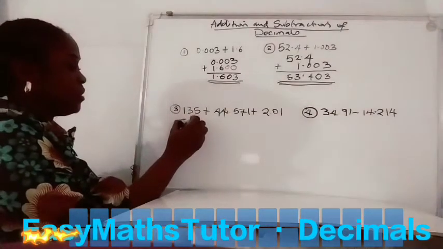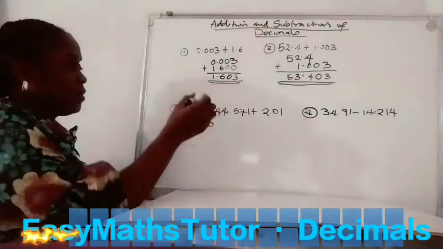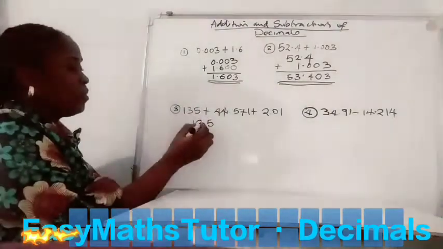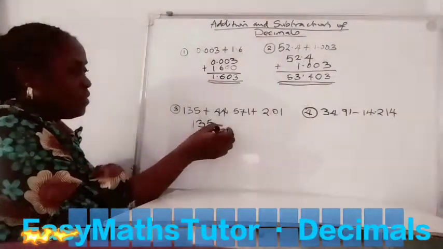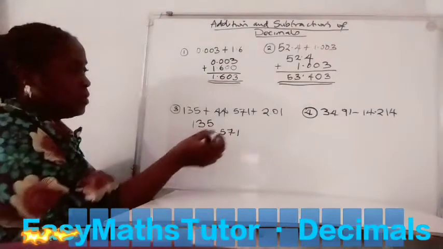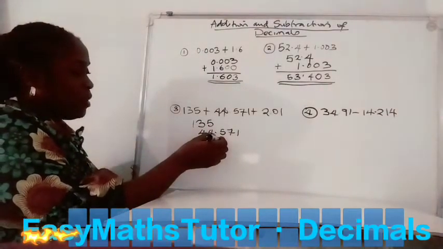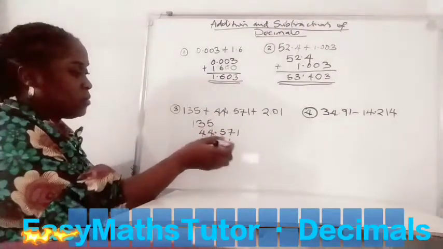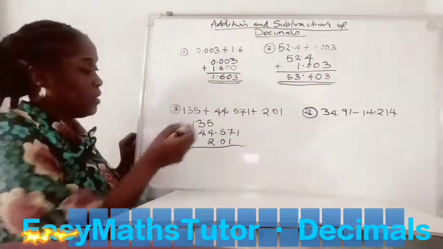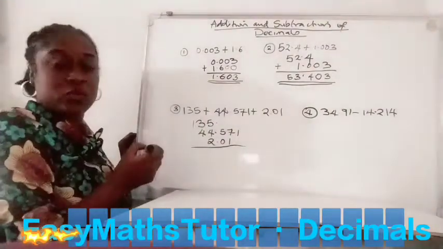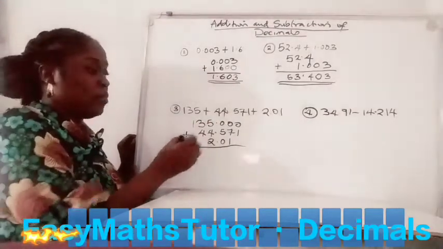And here we have a whole number and other 2 decimal numbers. So we'll write them out. We'll write 135. Then we have 44.571. Then we have 2.01. Remember, every whole number decimal exists at the end of that whole number. Okay? So let's add this up.